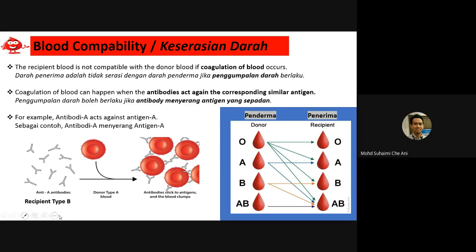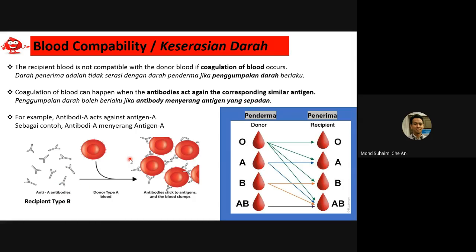So in this picture, this one is the recipient type B. Orang ni kumpulan darah dia B. Okay, and then dia ada donor dia adalah A. So dalam kumpulan darah B, inside the blood group B, you will have the antibody A. And then inside the donor type A, you will have the antigen A. So antibody A, they are anti-A. They will not like A at all.